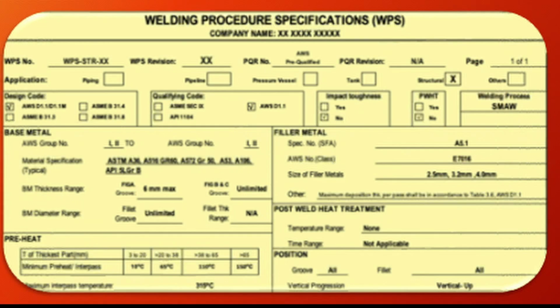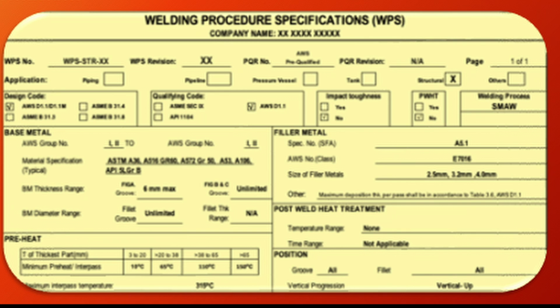The basic concept of the WPS, in the last video I have discussed the main contents of a WPS, how many blocks are there. So the first block was WPS information. Here this is quite easy because these are the basic information you have with you for your company. WPS number, WPS revision number, PQR number is not required here. So I wrote it AWS pre-qualified, then PQR revision not applicable.